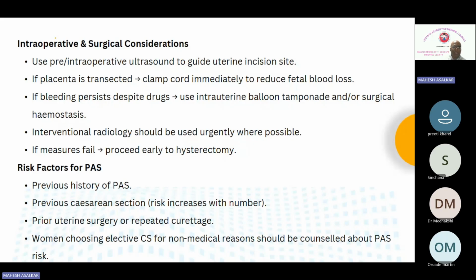Now coming to the placenta accreta spectrum. What are the risk factors for placenta accreta spectrum? Previous history of placenta accreta spectrum, previous cesarean section, where the risk increases with the number, prior uterine surgery or repeated curettage. Women choosing elective cesarean section for non-medical reasons should be counseled about placenta accreta spectrum risk. Okay, so elective cesarean section has a risk for the development of PAS.